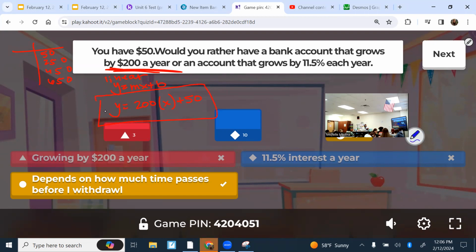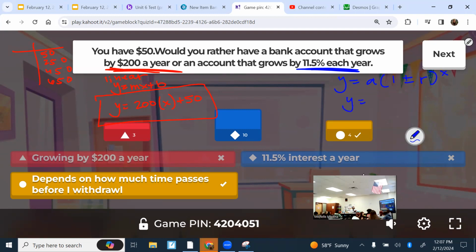The other equation is the 11.5% each year. The percent change should notify you that it's an exponential function. So maybe use the one that has the percent change in it. Table 4, what should my A be in this situation? And in this situation, my initial value is 50. Good. It's growing, so I'm going to do the 1 plus my rate as a decimal.